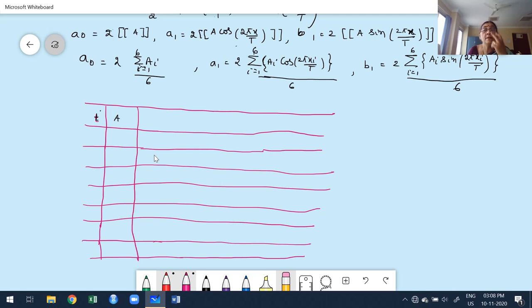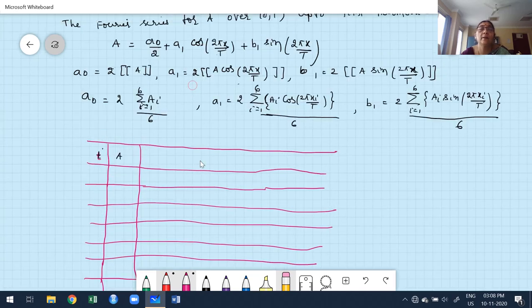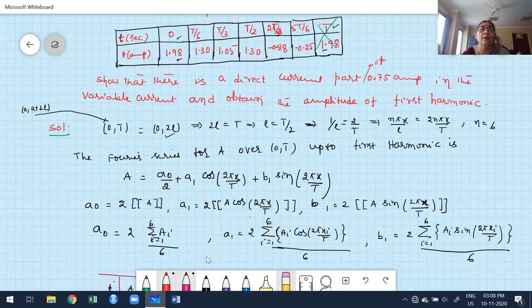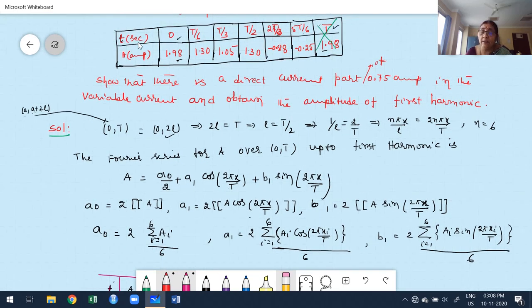Next, observe carefully, both for finding a1 and b1, what is a common thing? 2 pi x. I wrote it wrong here, because, observe carefully, I told you so many times x is nothing but the independent variable. Observe carefully the mistake I made here. Now here, what variable is given? t. f of x is A, x is t. Therefore, we can't write x here. We are going to write t. That is very, very important.